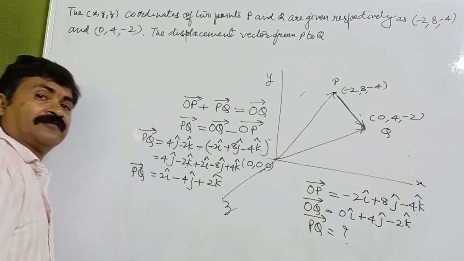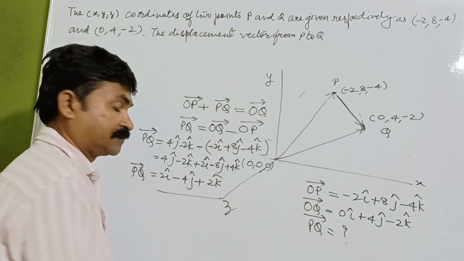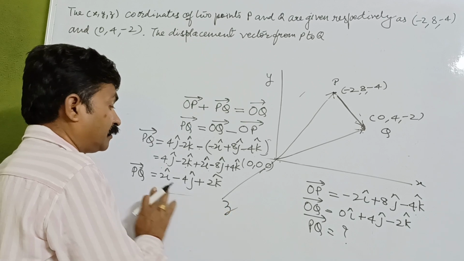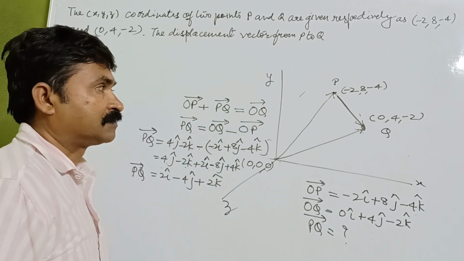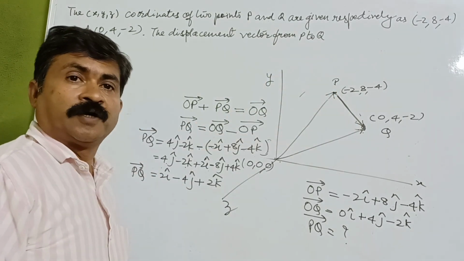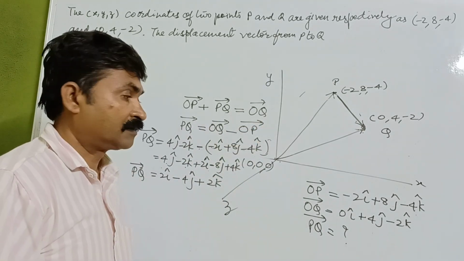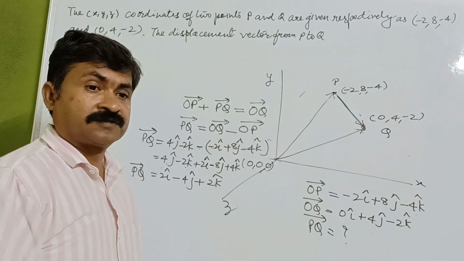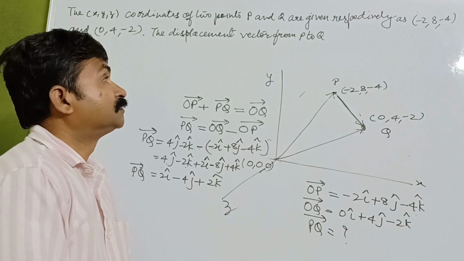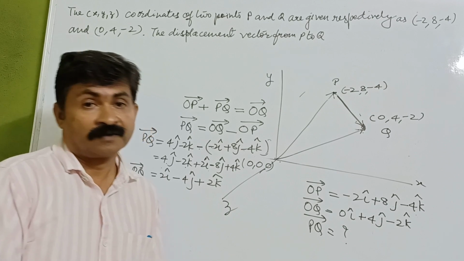If options are given to you, you can put the values and check if this is the correct answer. So this way we can determine the displacement vector from P to Q by using vector addition, just the head-tail touching method. So this way we can go for the vector addition and the numerical which is based on the displacement vector.